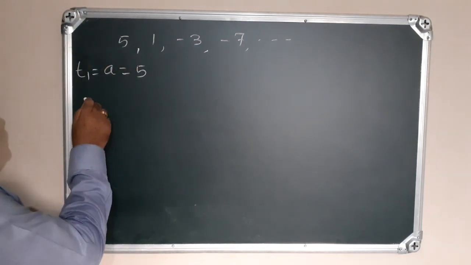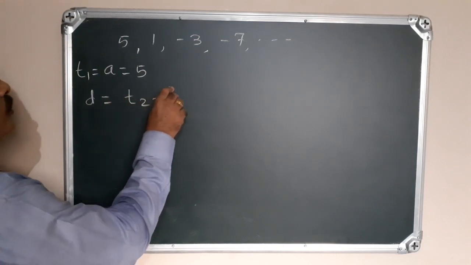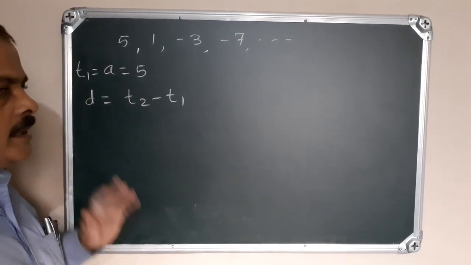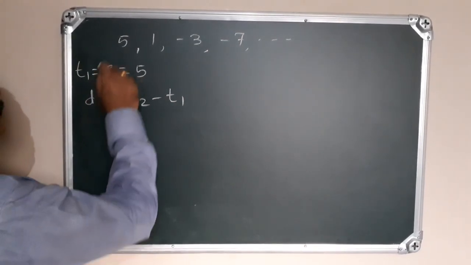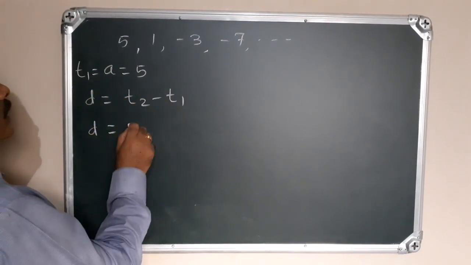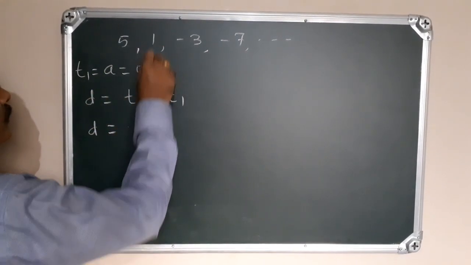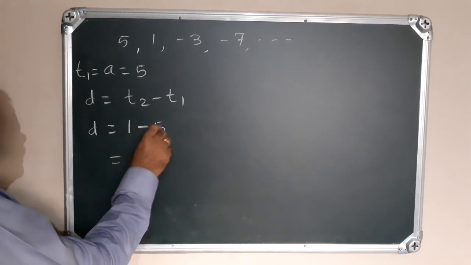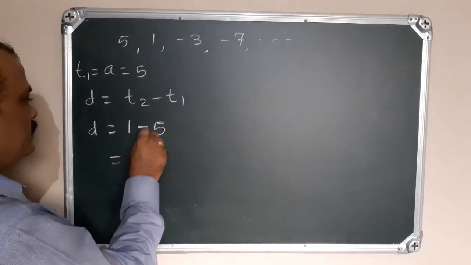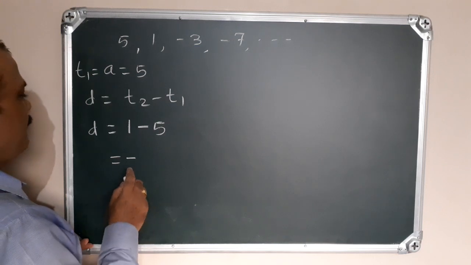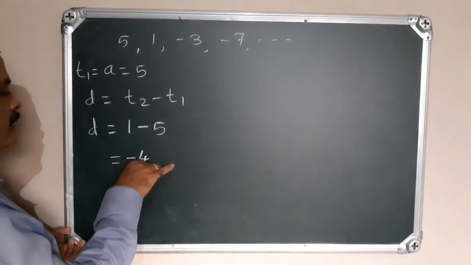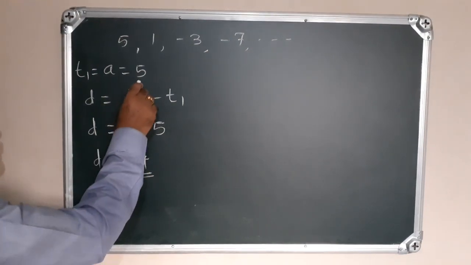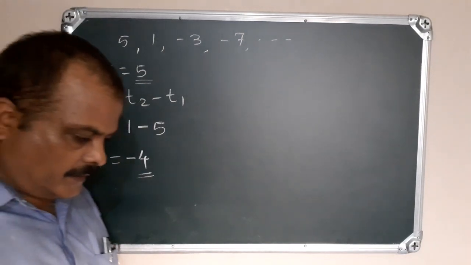And what is the common difference? Common difference D is equal to T2 minus T1, or T3 minus T2, or T4 minus T3. Any subtraction you can do. So D is equal to, what is the value of T2? That is 1 minus 5. So this is plus, this is minus. So this is greater than this, so the minus sign will be given to the answer. That is minus 4. D is equal to minus 4. So the common difference is minus 4 and the first term is 5. Very easy.